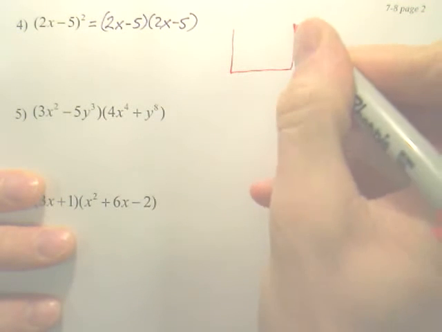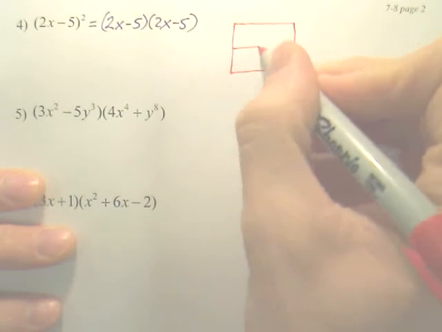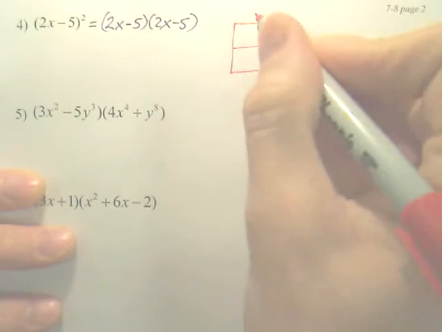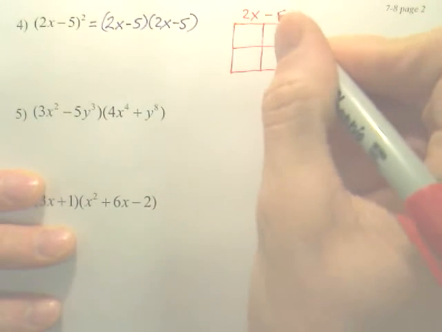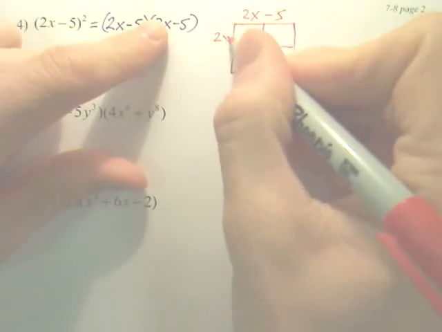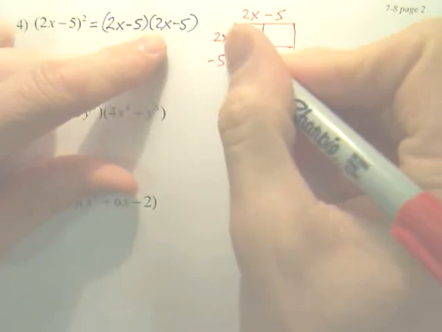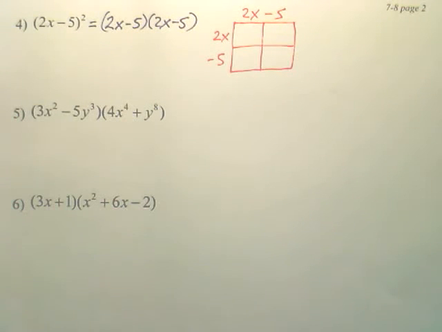I make a little box. Some people like this way. And from this box, you put 2x - 5 on one side. And you put the other one, which is 2x - 5 again. You have 2x - 5. Put the negative 5 below. It makes it easier. You'll see why.